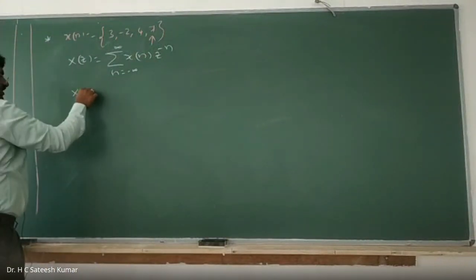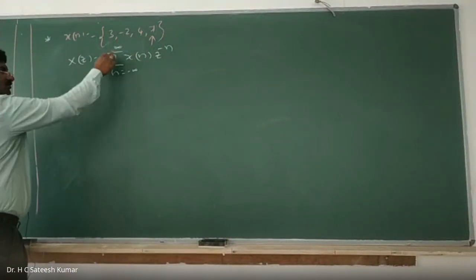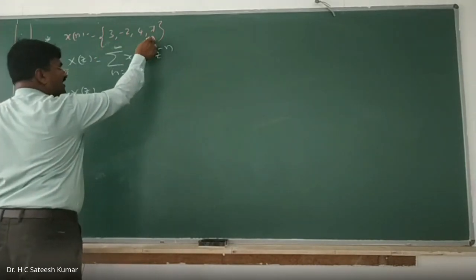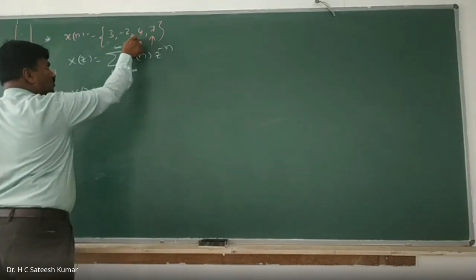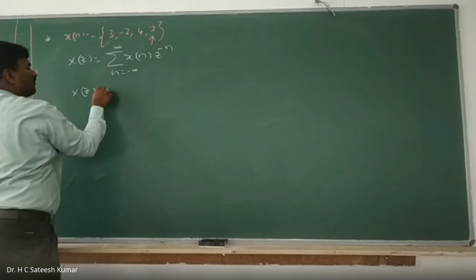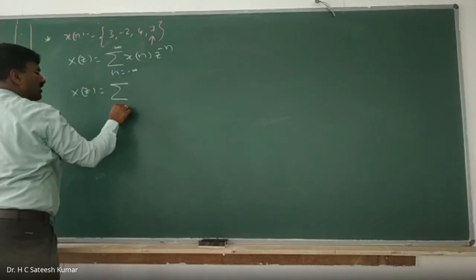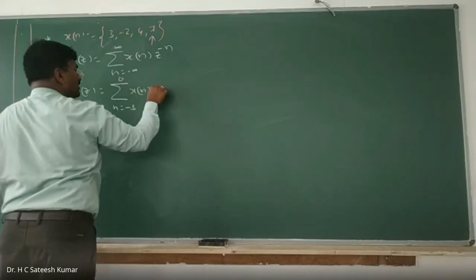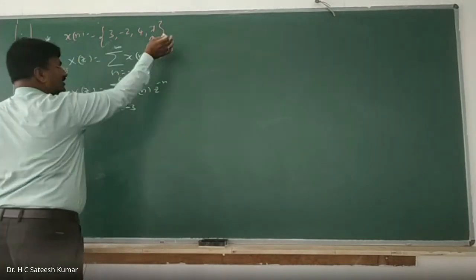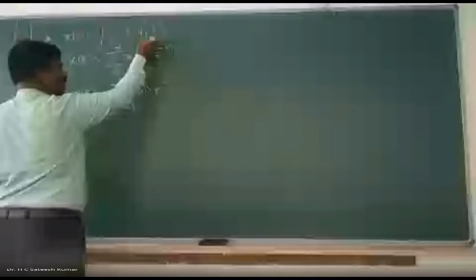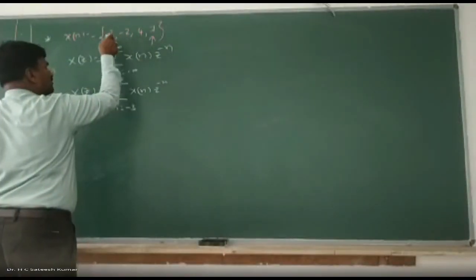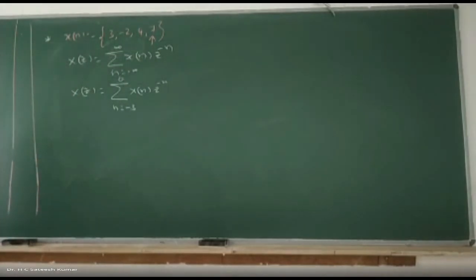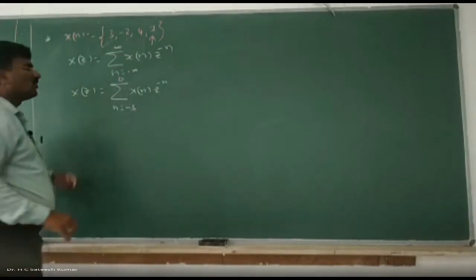Now, even though the summation is from minus infinity to plus infinity, my signal is ranging from where to where? The arrow mark indicates 0, then minus 1, minus 2, minus 3. We always count from the arrow, going to the left. Therefore, summation n varies from minus 3 to 0, because minus 3 is the least compared to 0.